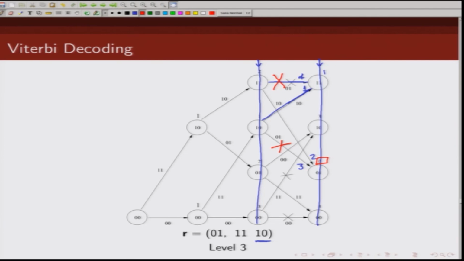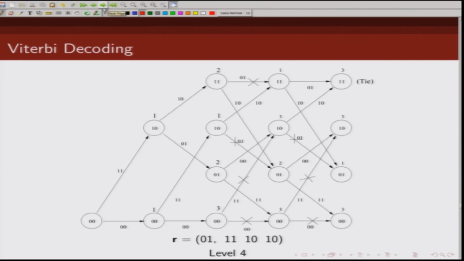So, at each node I am going to find the partial path metric corresponding to all the branches that terminate at that particular state, and I am going to keep the one which gives me the best path metric. I am going to keep track of the path metric value and also keep track of the surviving path. So, this step will be repeated. The same thing I do here.